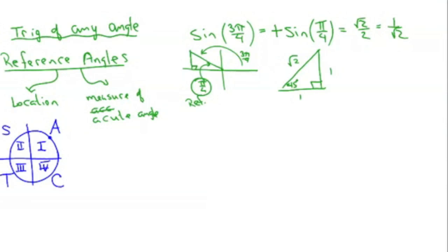Is the sine of 3 pi over 4 literally equal to positive sine of pi over 4? That's the beauty of reference angles. But they have totally different angles. Right, but they're equal to the same value.